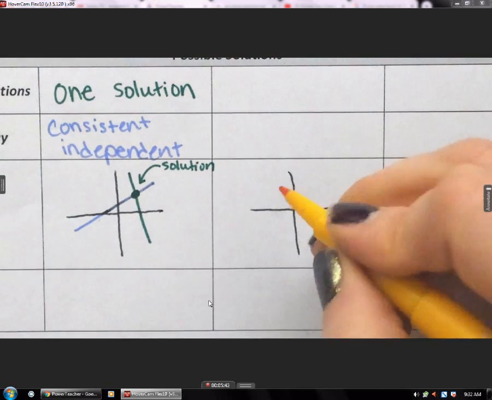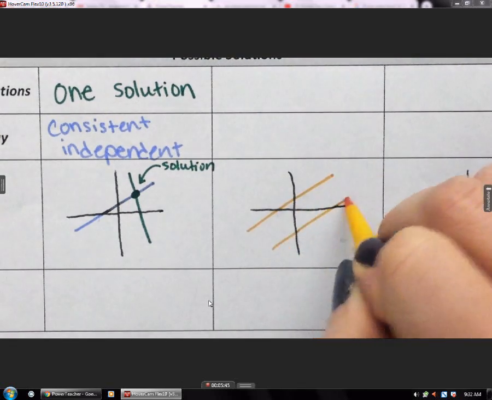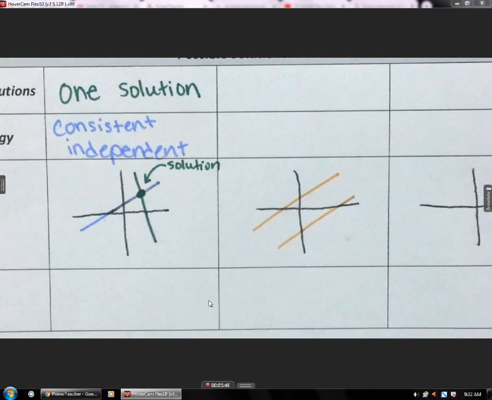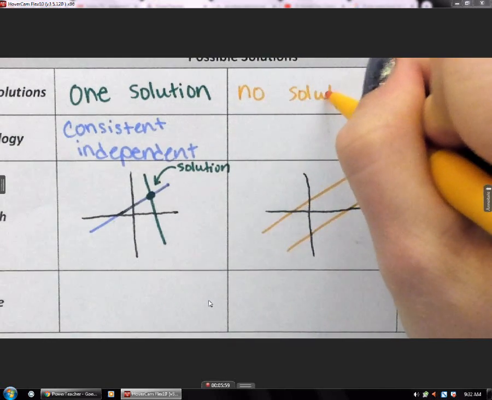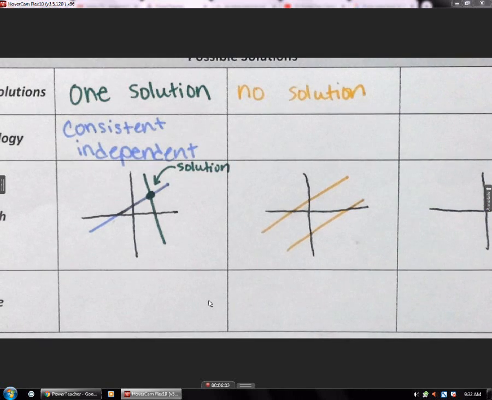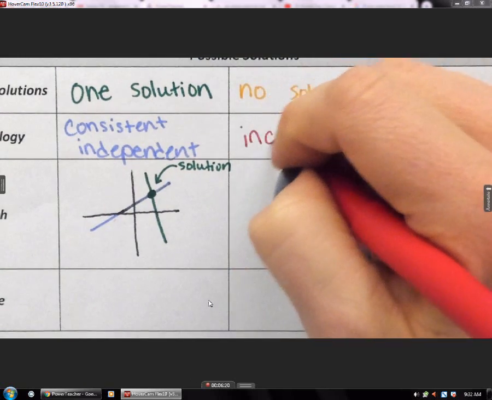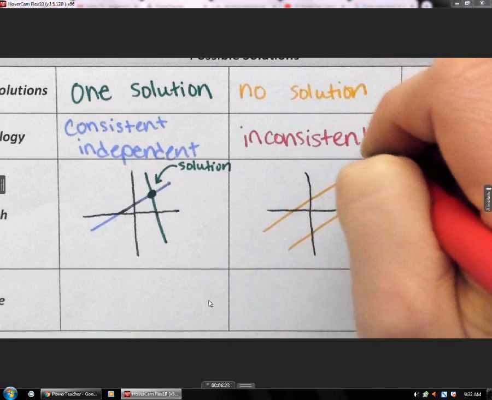Okay, we could do our parallel lines next. How many solutions does this one have? No solution. I'm going to check back at my old notes. I don't remember. The terminology here is inconsistent. There are no solutions.